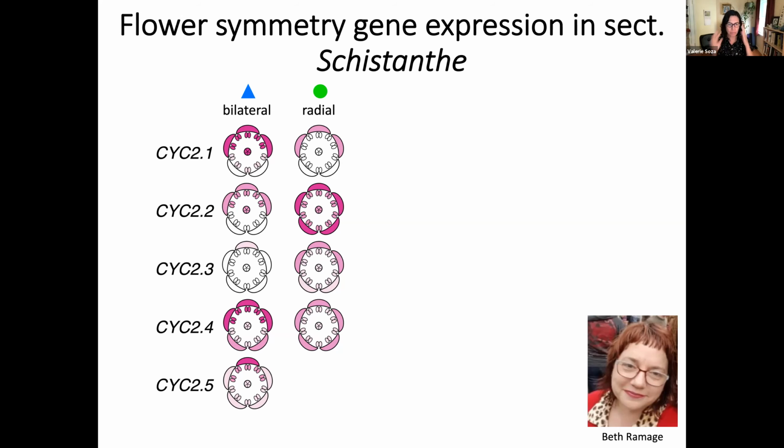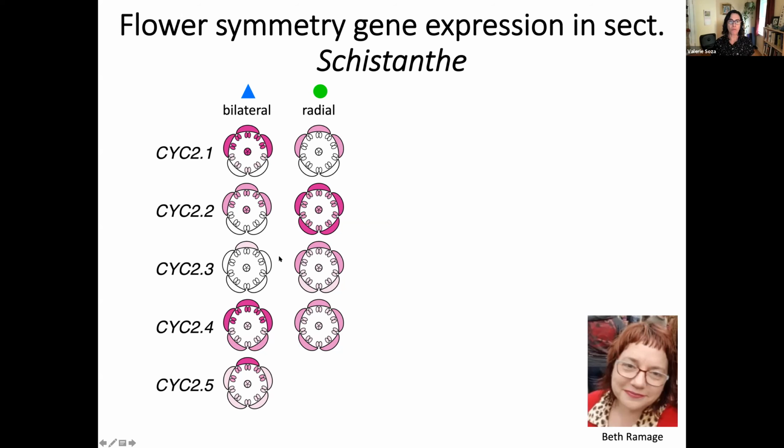And then in the radially symmetric species, there was a loss of one gene, but across the 4 copies in this species, we see, again, differences in expression among the copies where one is expressed just in the dorsal and lateral petals, whereas another one is expressed throughout all the organs.